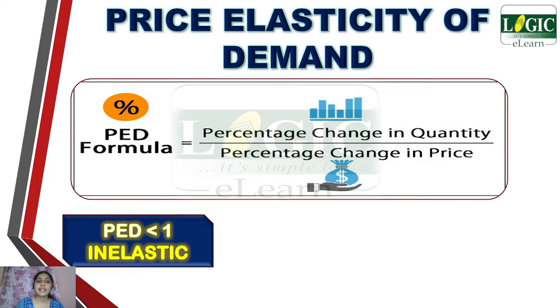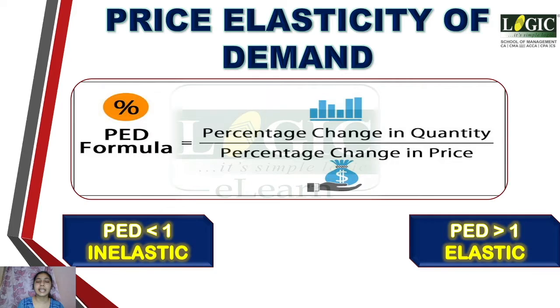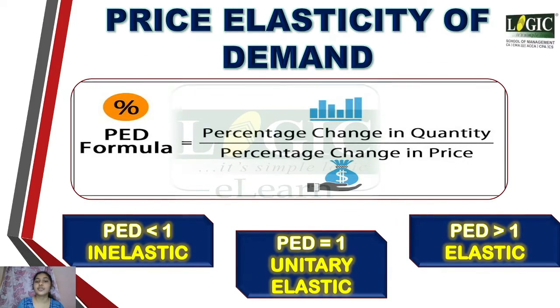That is, when the price increases, the total revenue of the company also increases, and when the price decreases, the total revenue decreases. However, when PED is greater than 1, the demand is said to be elastic. That is, when the price increases, the total revenue decreases, and when the price decreases, the total revenue of the company increases. Then we have unitary elasticity. That is, either you increase or decrease the price, the total revenue of the company remains the same. That is when PED is equal to 1.